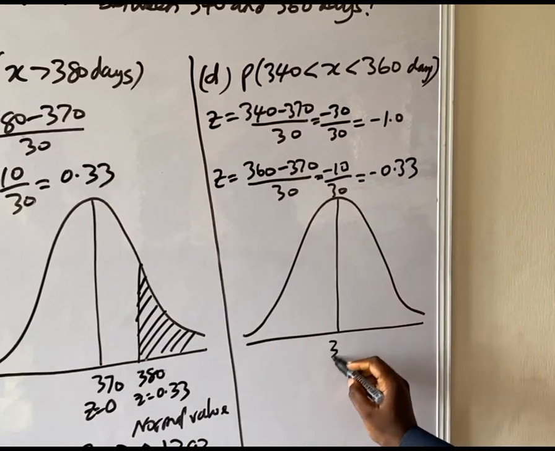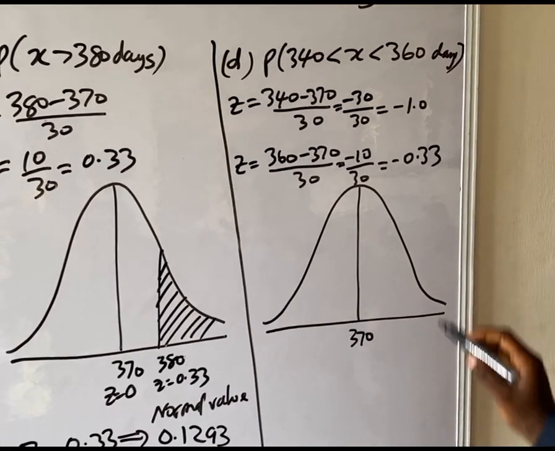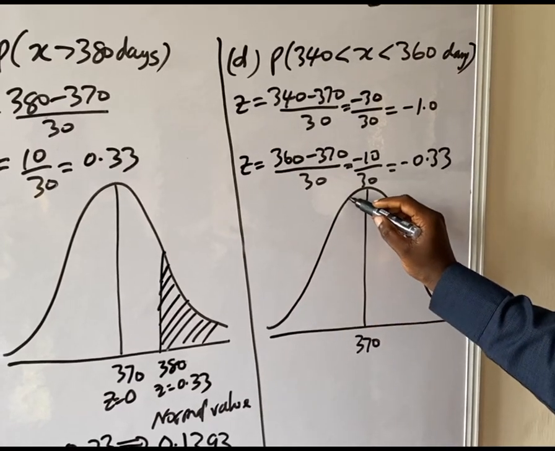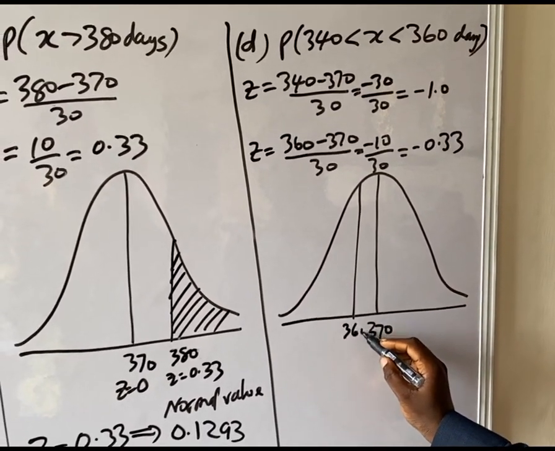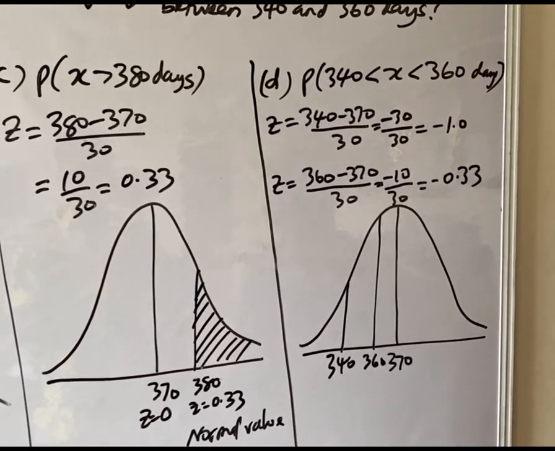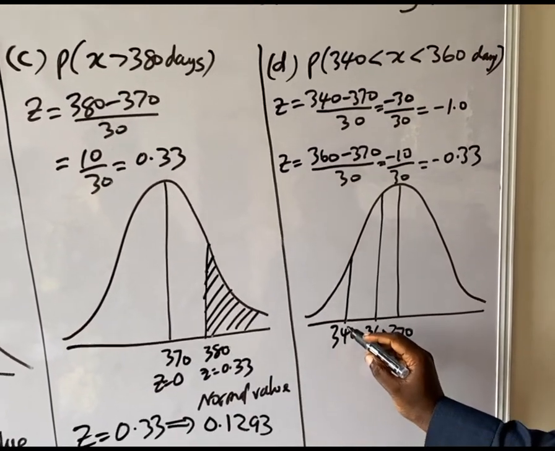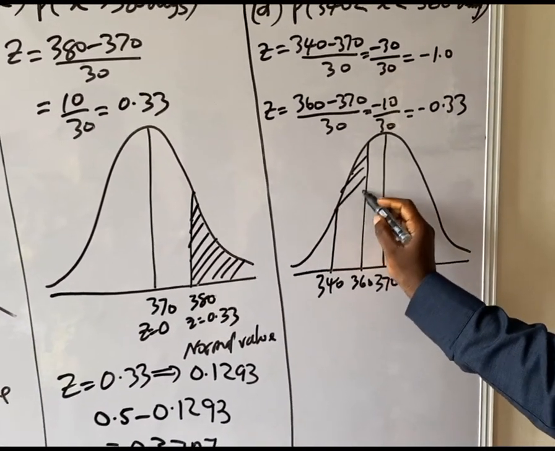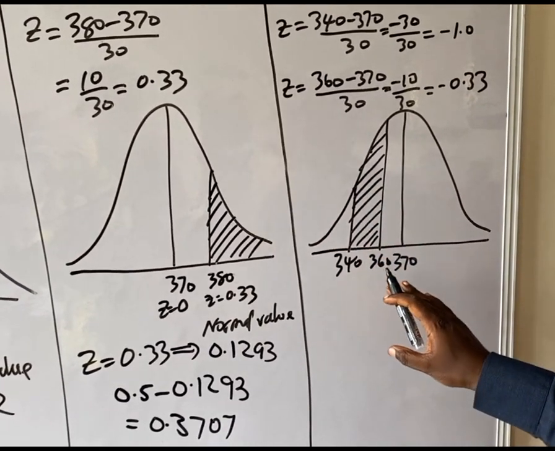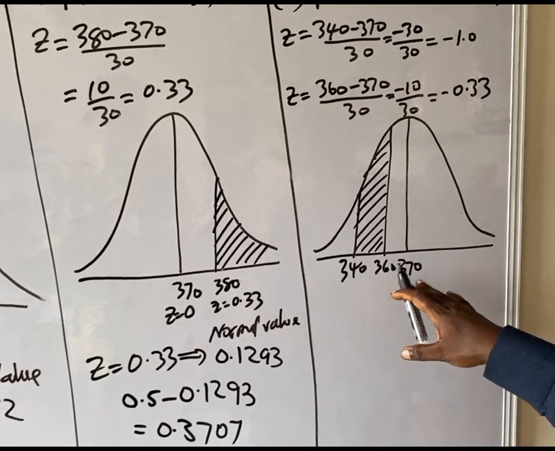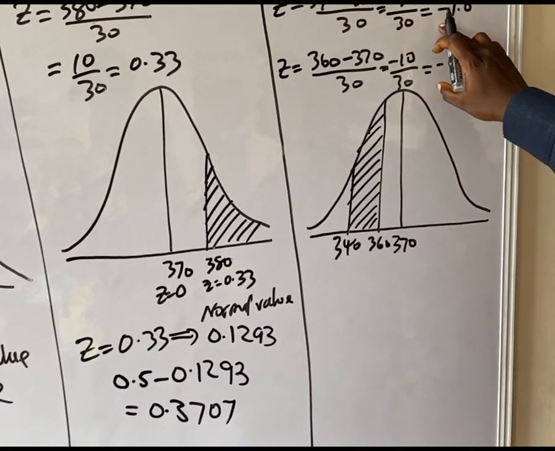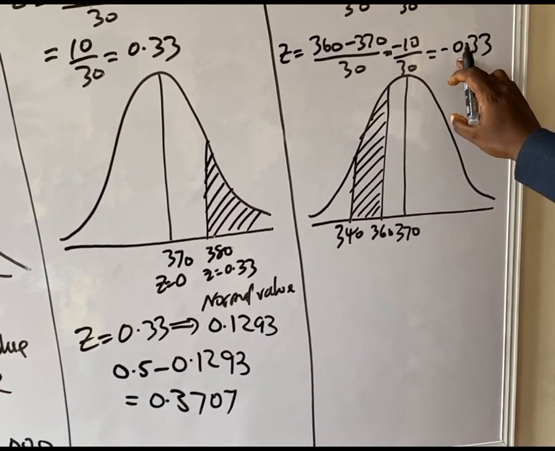Here, our mean is 370 at the center. And 340 will be on this side. First of all, 360 will be closer to 370. So here is 360, and 340 is also on this side. Now, where are we going to shade? Well, we're going to be between 340 and 360. So this is where we'll shade this portion. When we go to our normal distribution table, we'll look for the normal value for minus 1.0, and then we'll look for 0.3.